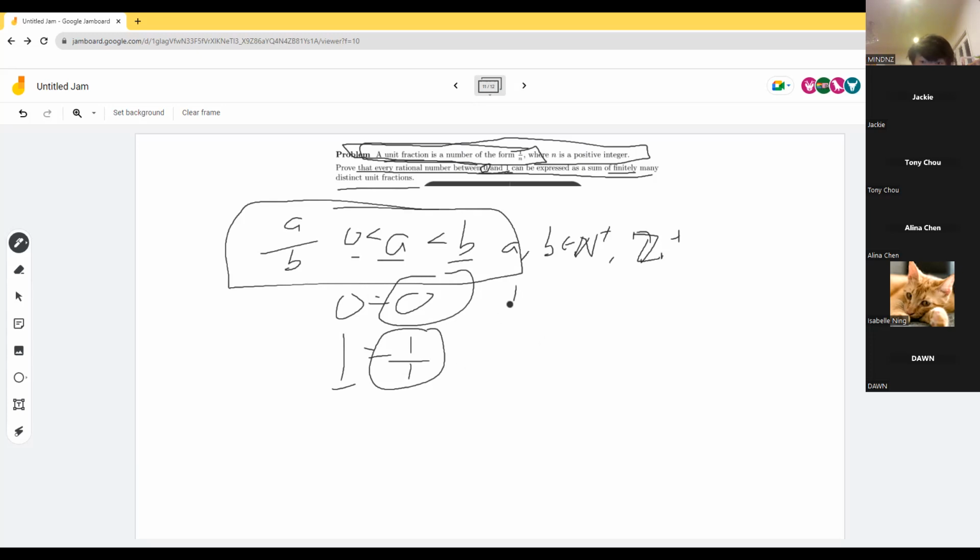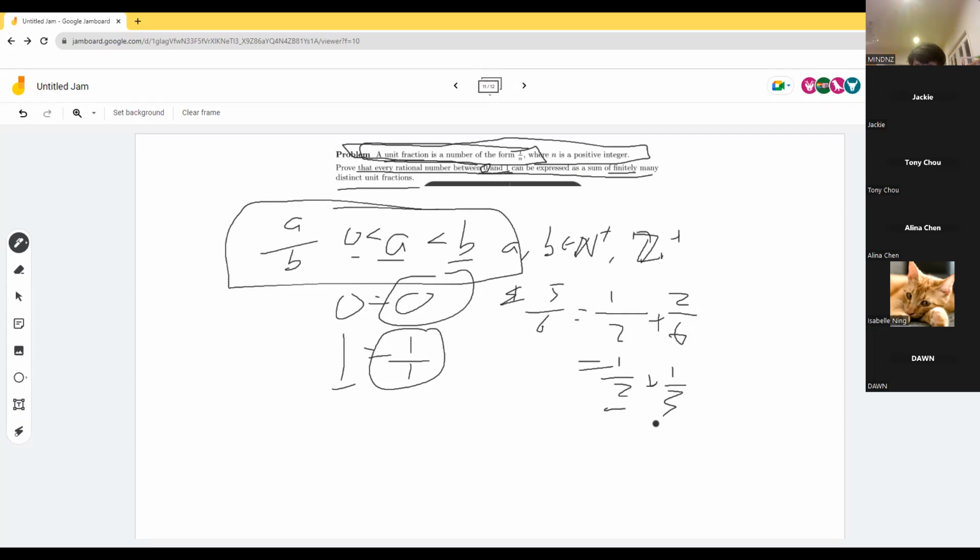So, for example, let's consider this rational, 5 over 6. We want to express that as unit fractions. So first, the intuition would be to add the biggest unit fraction. The biggest unit fraction less than this is 1 over 2. And that's 1 over 2 plus 2 over 6, which is equal to 1 over 2 plus 1 over 3.